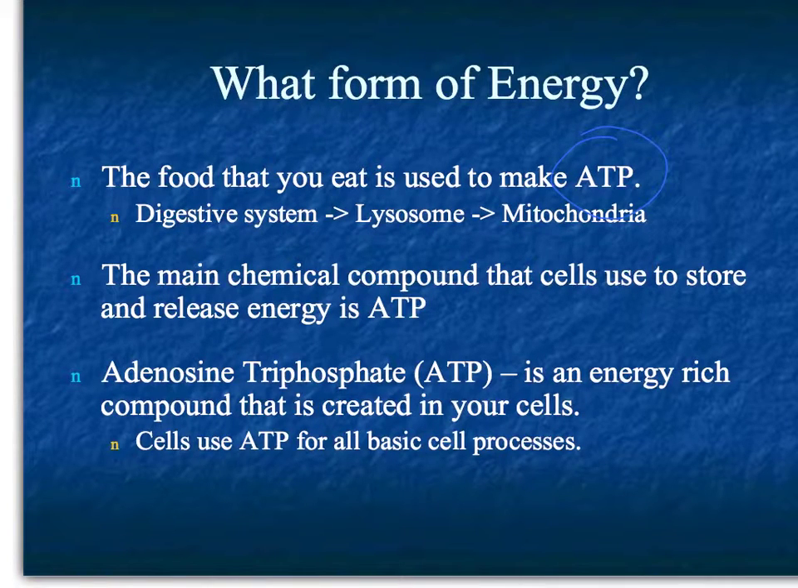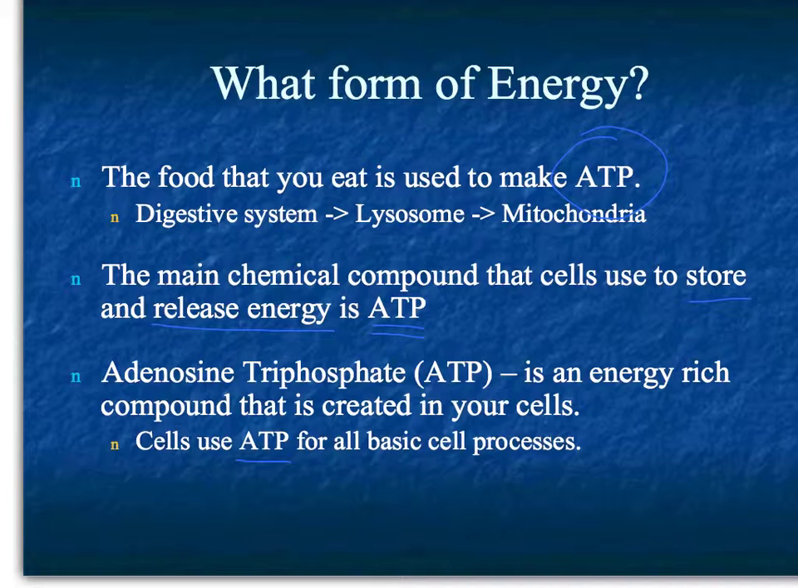Okay. The main chemical compound that cells use to store and release energy is ATP. Adenosine triphosphate is its long name. You're going to hear us call it primarily ATP. And again, through chemical reactions in both plants, autotrophs, and heterotrophs, they are going to create this ATP because it's great for storing and also releasing energy.